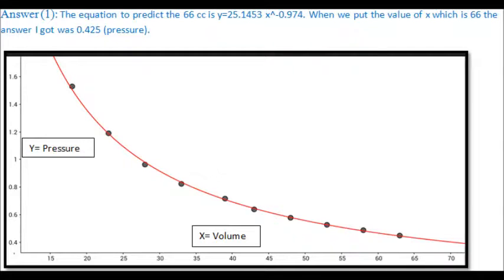The data shows that we have predicted the next 3 cc's, or the 66 cc's, and in the scatter plot it shows that the most accurate prediction uses a certain equation, which is y equals 25.1453 x to the power of negative 0.974. And to make sure what the pressure was, we input the value of x, which is 66, into the equation, and we got the answer for pressure, which is 0.425.